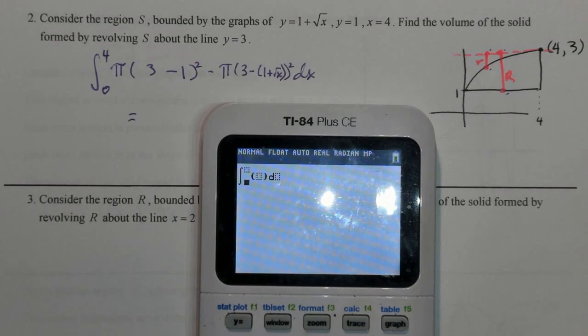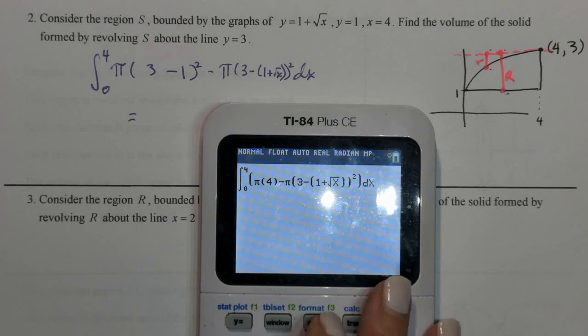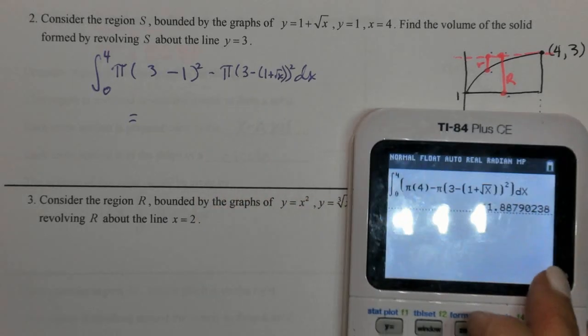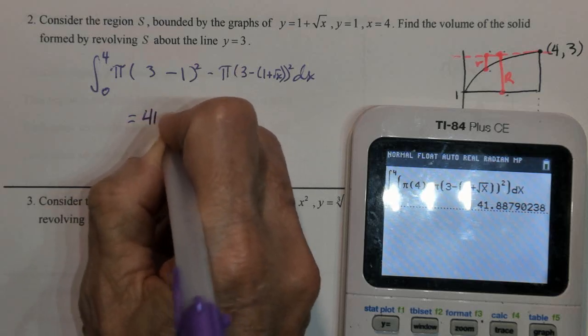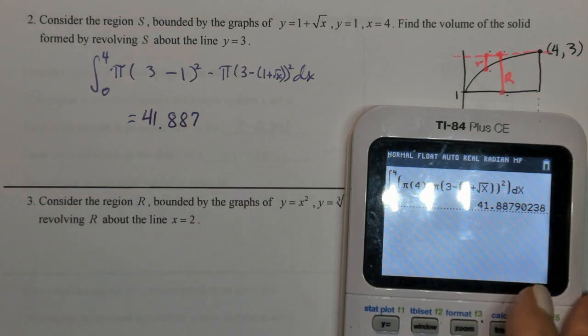Okay, Math 9, 0 to 4, pi times 2 squared minus pi times 3 minus parentheses 1 plus square root of x. Close that parentheses, close the parentheses on your little r, and then square that whole little r. Just be careful putting it in. Clean it up first if you want to. So 41.887 or 8 at the end.